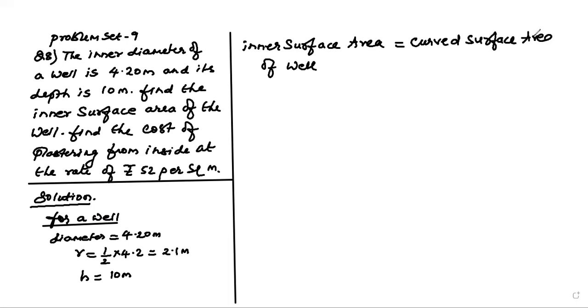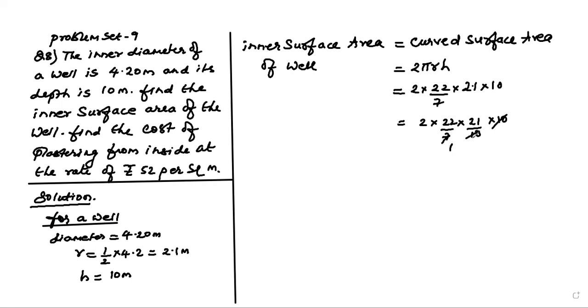Now curved surface area, because water comes out of the base of the well, so we will not count the base in the area. The inner surface area of the well is the curved surface area, that is 2 pi RH. Okay, 2 pi RH. 2 into 22 upon 7 into 2.1 into depth, again 10 meter. So 2 into 22 upon 7 into 21 upon 10 into 10. 10 and 10 get cancelled. 7 one times is 7, 7 three times is 21, 3 twos are 6, 6 into 22 is 132 square meter. 132 square meter is the inner surface area of the well.